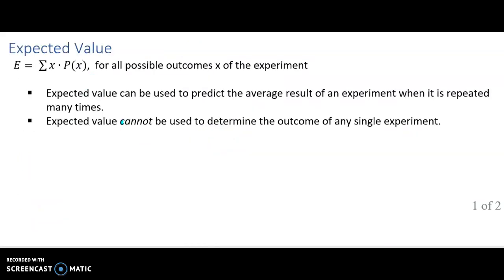Another concept you might see when you're talking about odds is expected value. The expected value is the sum of each x value times the probability of that x value for all possible outcomes x of an experiment. Expected values are used to predict the average results of an experiment when it is repeated many times, and expected values cannot be used to determine the outcome of any single experiment. We will use expected values in the unit to come to predict means for our distributions.